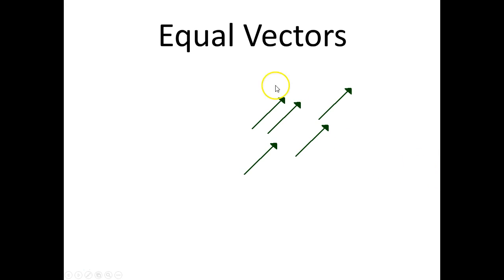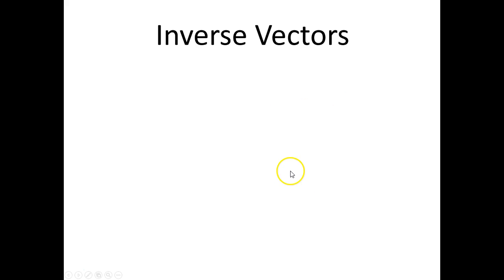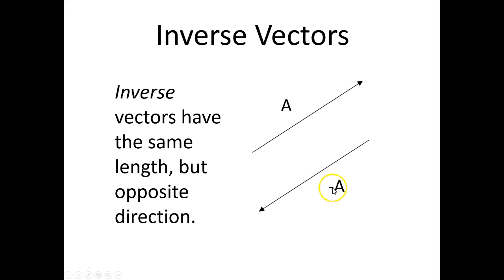Equal vectors. You'll notice that all of these vectors are exactly the same. Doesn't matter how many they are, they all have the same length and the same direction. And so we could say maybe these represent a force or a velocity. Inverse vectors are vectors that point in the opposite direction. So this one is A, we're going to say this one's negative A. Notice that the length of each one is the same, so that's the A part, but this one's pointing in the opposite direction. So that one gets a negative value since it's going in the opposite direction.